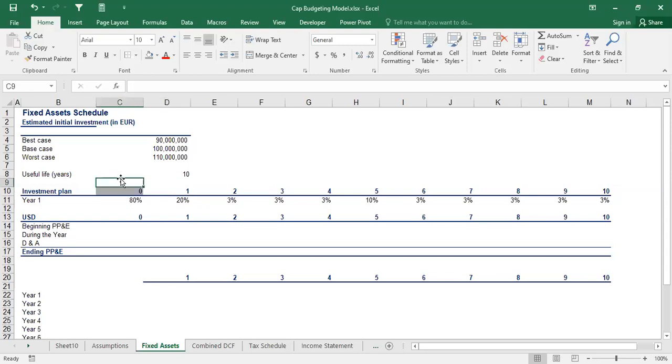It is possible that year zero is 18 months. This is the period in which you are making or setting up your facility. And the day your operation starts, you come into year one.